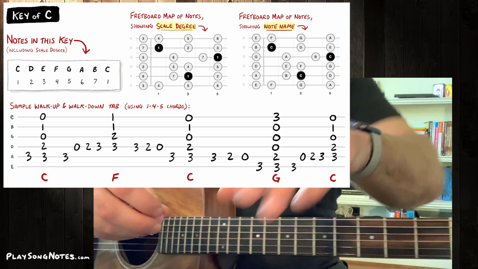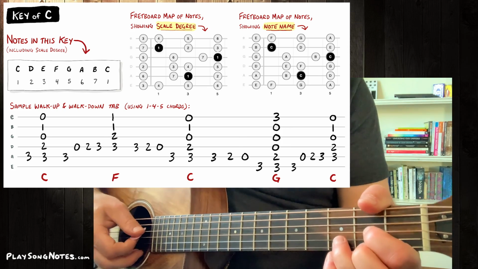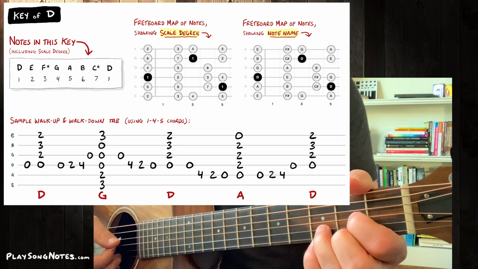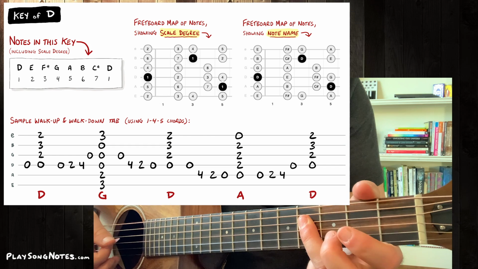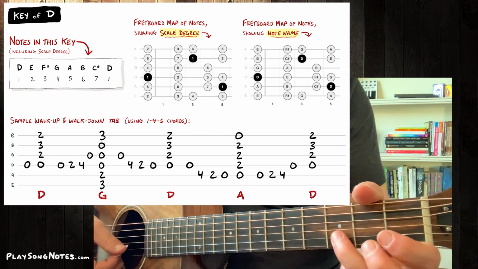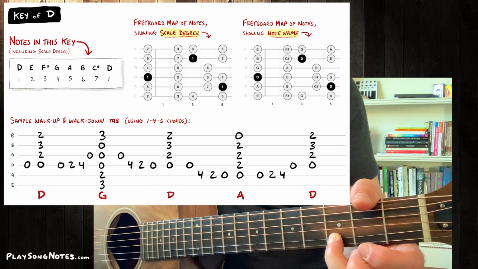It's the same idea. Let's keep moving here because I have some surprises in store as we get into some different stuff. Next, we have the key of D. Same idea. The notes in this key are D, E, F sharp, G, A, B, C sharp, and D. Here they are on the fretboard, whether you want to go by the degree of the scale or the note name.